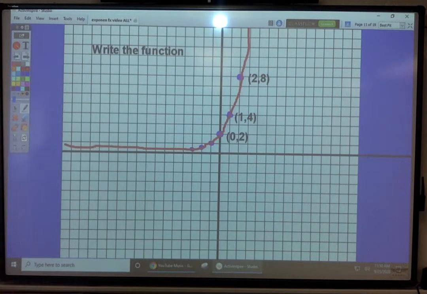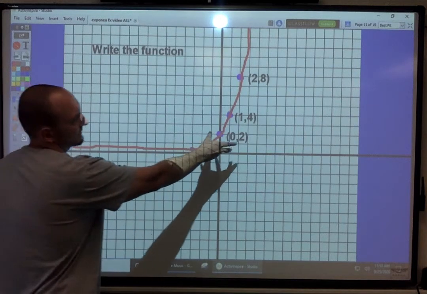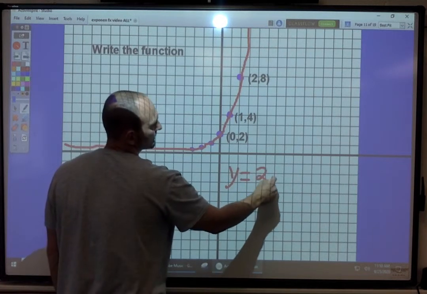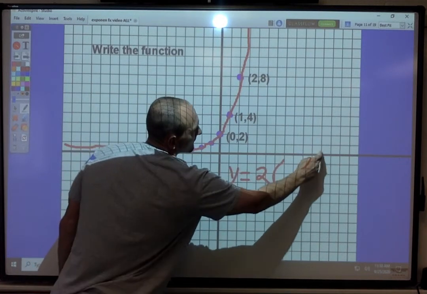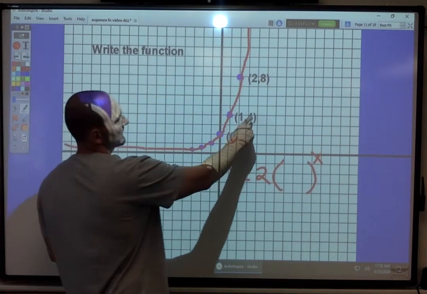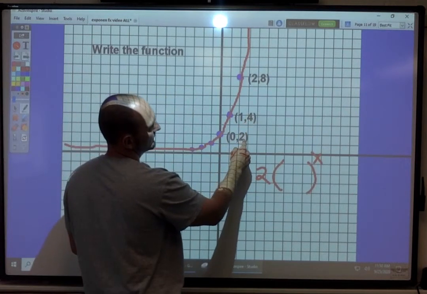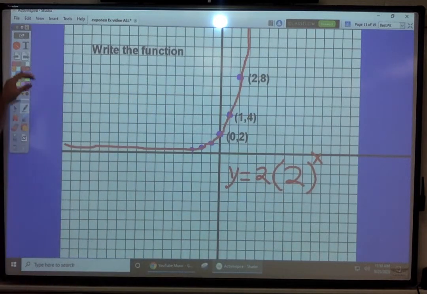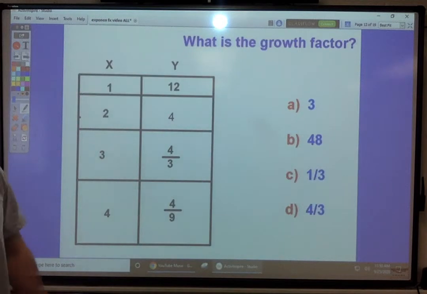Another graph or table. I've already written the points here. We know our y-intercept is 2. What's it doing? It's growing, so we can divide y2 divided by y1. We're multiplying by 2. Okay.